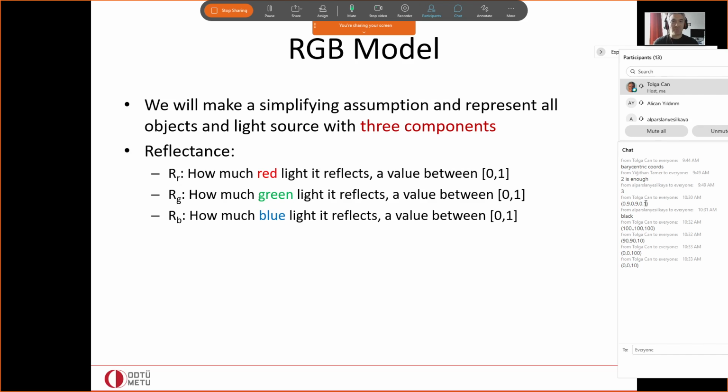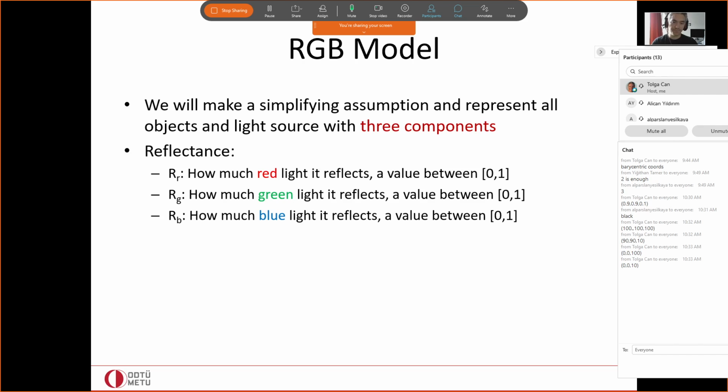If it's a pure yellow sphere, it shouldn't have any blue component. A pure, nice looking yellow sphere would be 1, 1, 0. And in that case, if you multiplied 1, 1, 0 with 0, 0, 100, you would get 0, 0, 0. So black will be the resulting color. So this is how we're going to combine the light intensity with our material color.